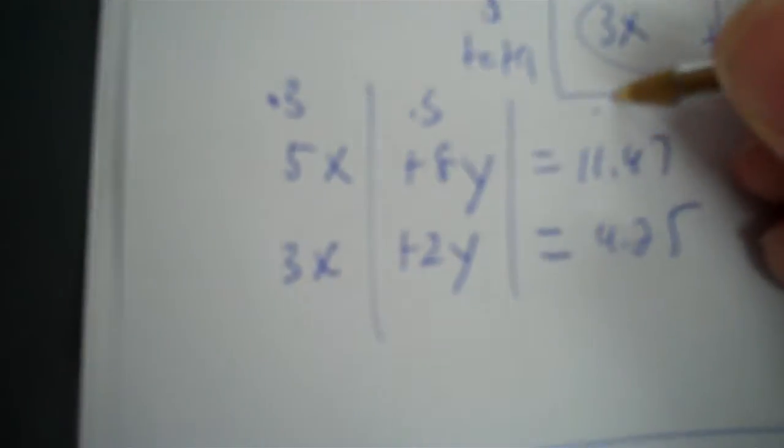So these are my equations, and I just stack them and employ the elimination method. So we have 5x plus 8y equals 11.47. We also have 3x plus 2y equals $4.25. Now we'll multiply the top equation by 3 and the bottom by 5, so that then the x's will have the same coefficient of 15, because you can have 15x plus 24y.